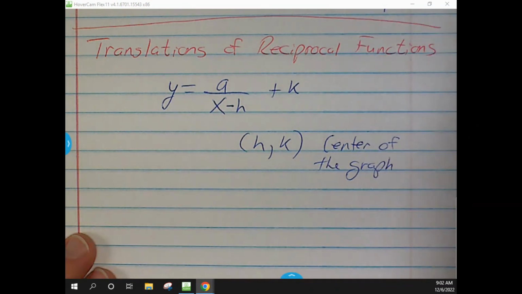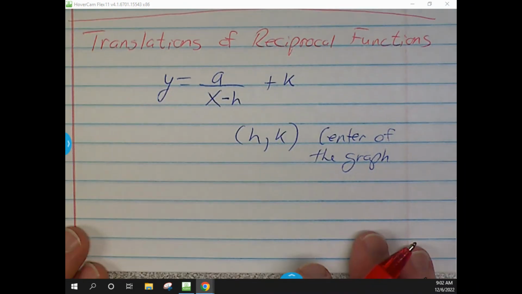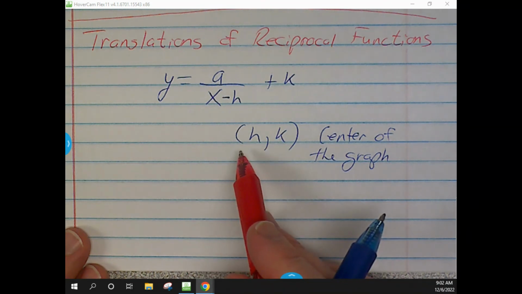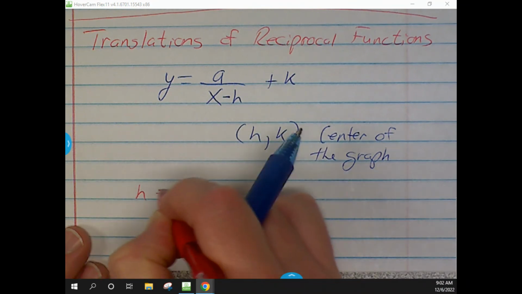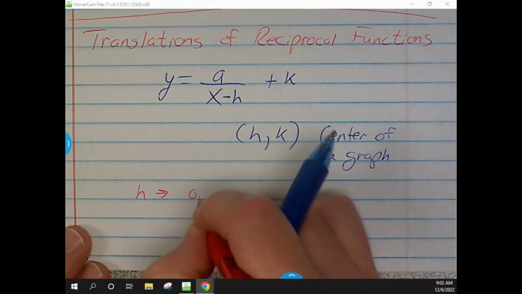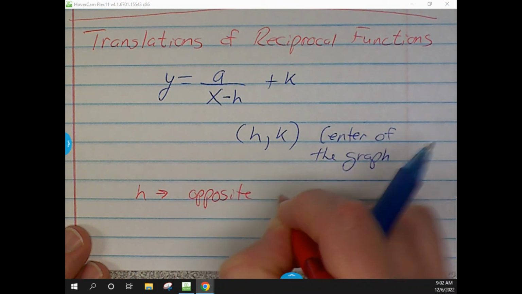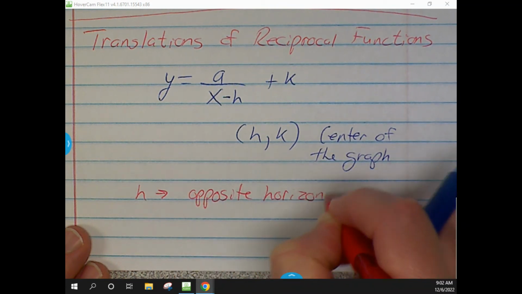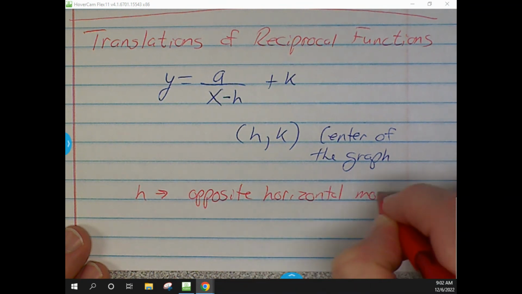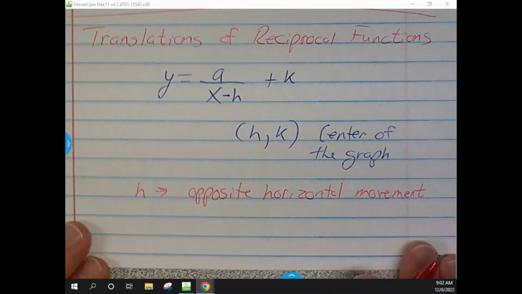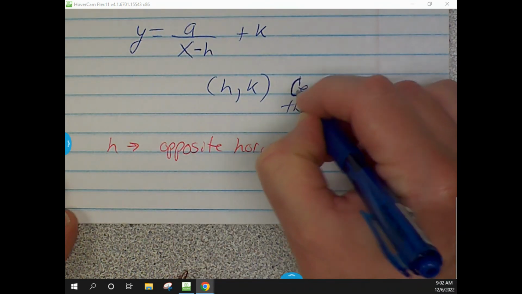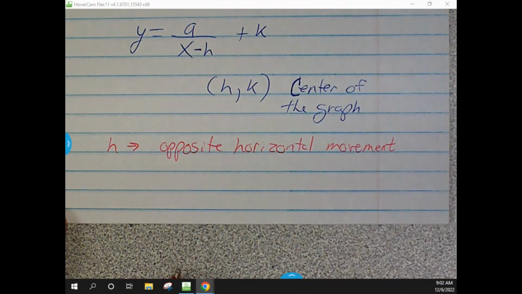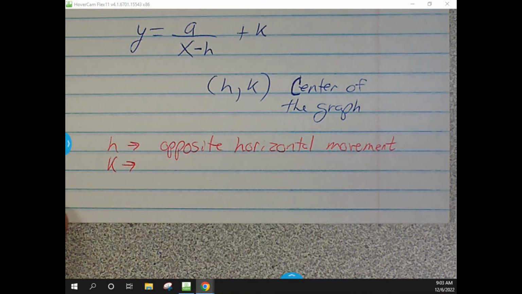All right, and remember when we graphed quadratics, what the h and the k stood for? h was your horizontal movement, and k was your up and down movement. This one's going to be the same thing. So h is your opposite horizontal movement. Yeah, center. Oh, no, with the parentheses. Okay, sorry. Yeah, that's center with a c. Gotcha. All right, and then the k, that's going to be your vertical movement in the normal direction.